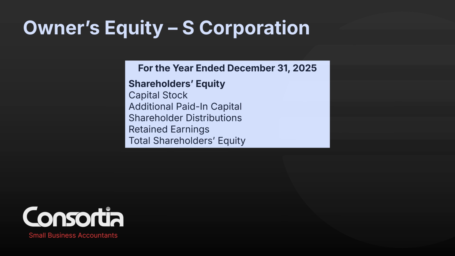So now let's look at owner's equity in an S corporation. So now we have the shareholders' equity. Therefore we start with our capital stock, typically the actual amount we paid for the stock when we started the organization, plus any additional paid-in capital, and then of course the shareholder distributions would be taken away, and then of course the retained earnings, and that would give you your shareholder equity.